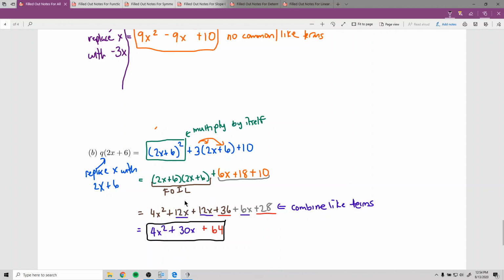Now if you square each part and you don't FOIL it out, you will miss this stuff right here, the 12x and the 12x, and you will get it wrong. So you have to make sure you do that part.